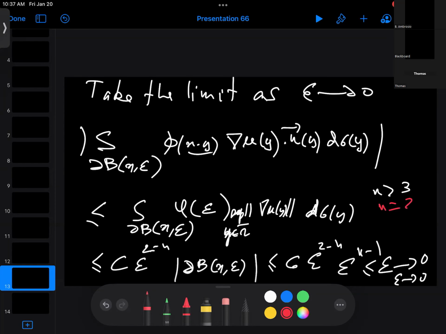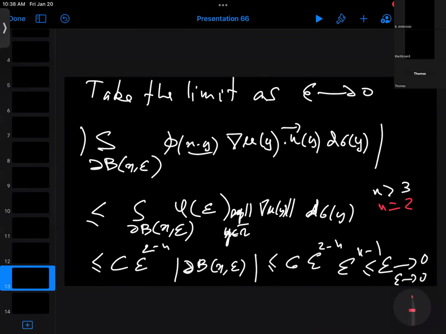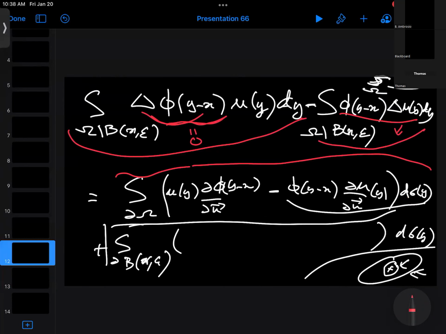If I took n equal to 2, it will be the same, but instead here n equals 2 gives epsilon, and here it will be log of epsilon, but this also goes to 0. So I'm good. This term here converges to 0. So you have two terms, one here and one here. This one goes to 0 as epsilon goes to 0. So it remains this one, but with this boundary. Okay, so let's work on that.